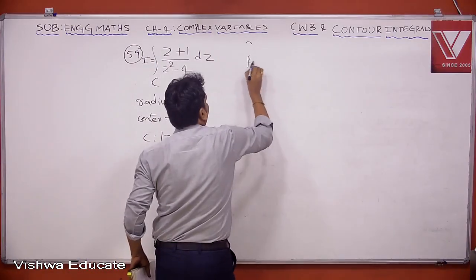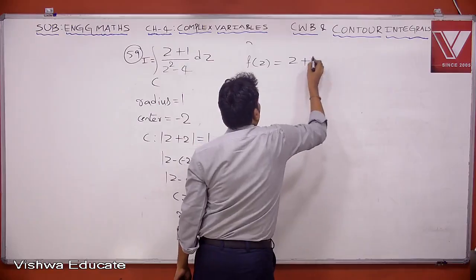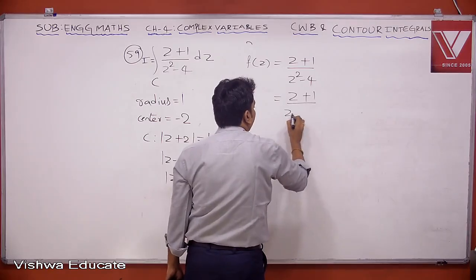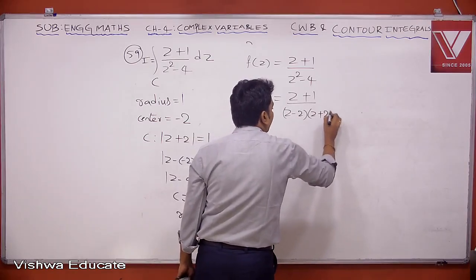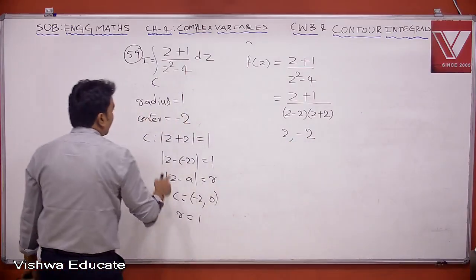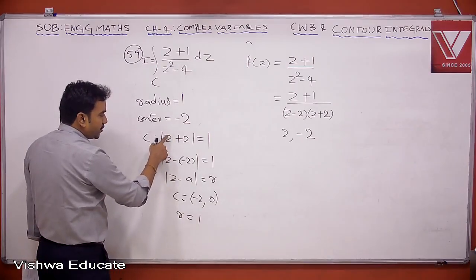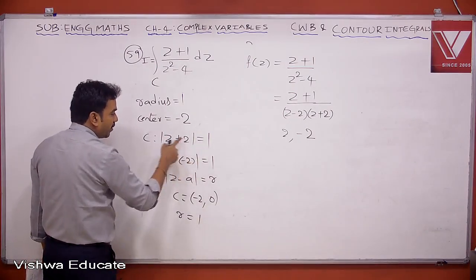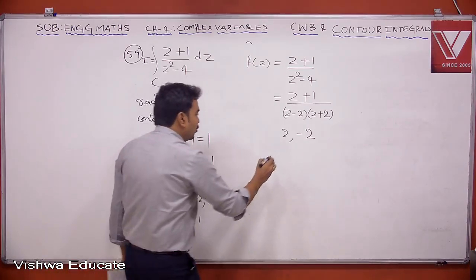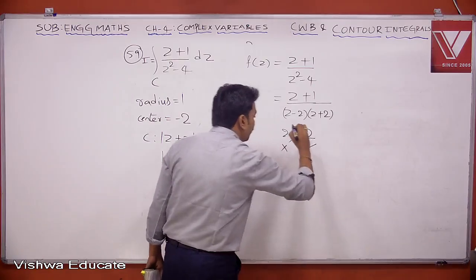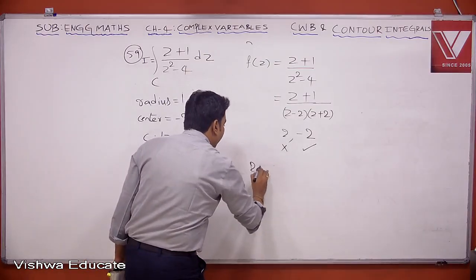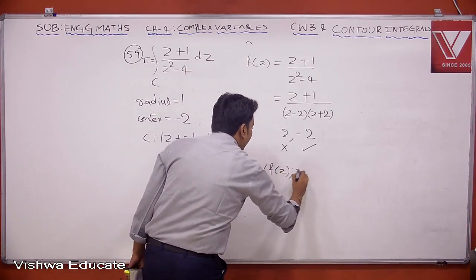Now here f of z is z plus 1 divided by z square minus 4. So this is z plus 1 by z minus 2 into z plus 2. So the singular points are 2 comma minus 2. Now my contour is this. When you replace z by 2, 2 plus 2 is 4, 4 greater than 1. When you replace z by minus 2, minus 2 plus 2 is 0, 0 less than 1. So 2 does not lie inside the circle, but minus 2 lies inside the circle. Therefore I need to calculate the residue of this function only at minus 2.